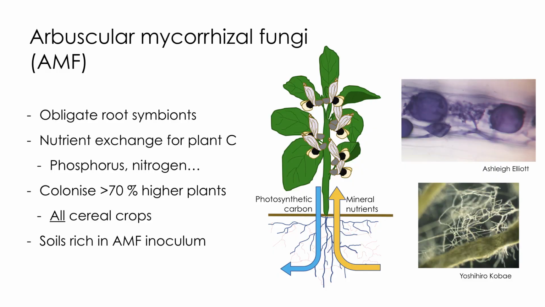And as Maya has nicely introduced them already, we're talking about arbuscular mycorrhizas here, an association between plants and fungi in the soil, enabling this nutrient exchange, where mineral nutrients that the fungus has acquired from the soil pass to the plant in exchange for photosynthetic carbon. And they're incredibly common. They colonize more than 70% of all higher plants, including all cereal crops. And as a result, soils are rich in mycorrhizal inoculum. So where we plant these cereals, they're going to become colonized.